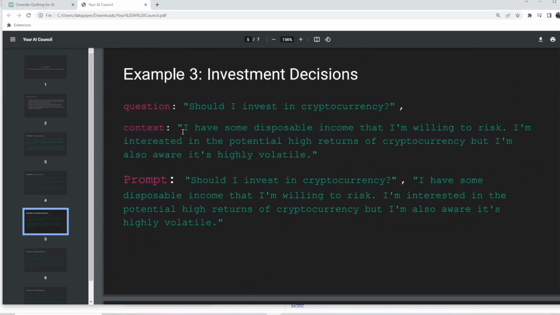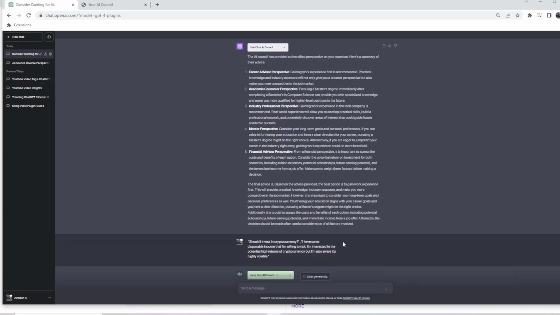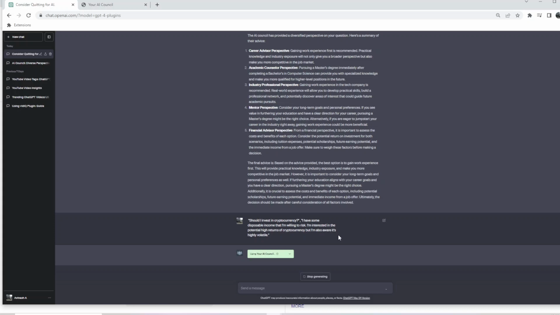And the third one is investment. So we have always seen this: should I invest in cryptocurrency? I have some disposable income, I'm willing to risk, I'm interested in potential high returns, but I'm also aware it's highly volatile. So probably this is a question you would ask in a Bitcoin bear market or a crypto bear market. That's where you potentially accumulate for the next bull market and cash out.